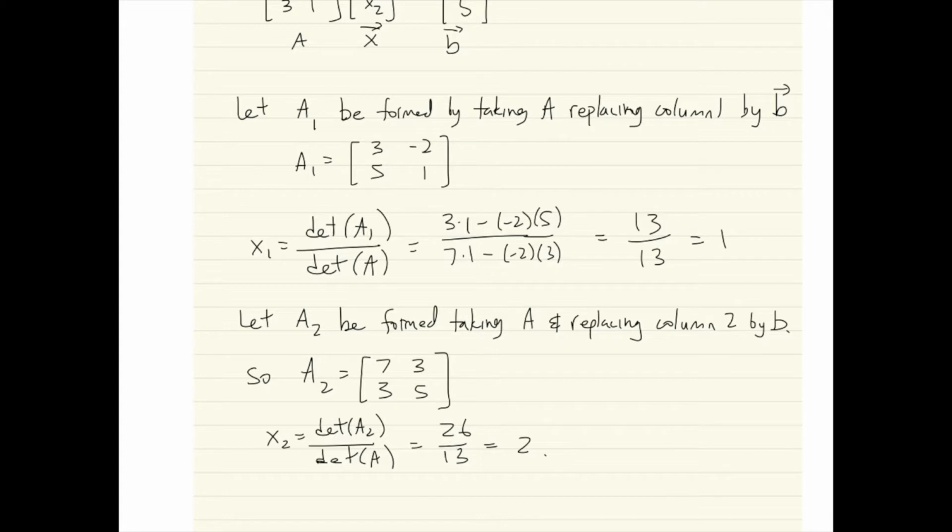The determinant of A2 is 7 times 5, which is 35, minus 3 times 3, in other words, minus 9. So that's 26. 26 divided by 13 is 2. And so x1 is 1, x2 is 2. It's sort of a coincidence that the subscript here matches the answer there. That's just a coincidence. But what is true in general is that you can easily find x1 and x2 at the cost of having to compute a bunch of determinants.